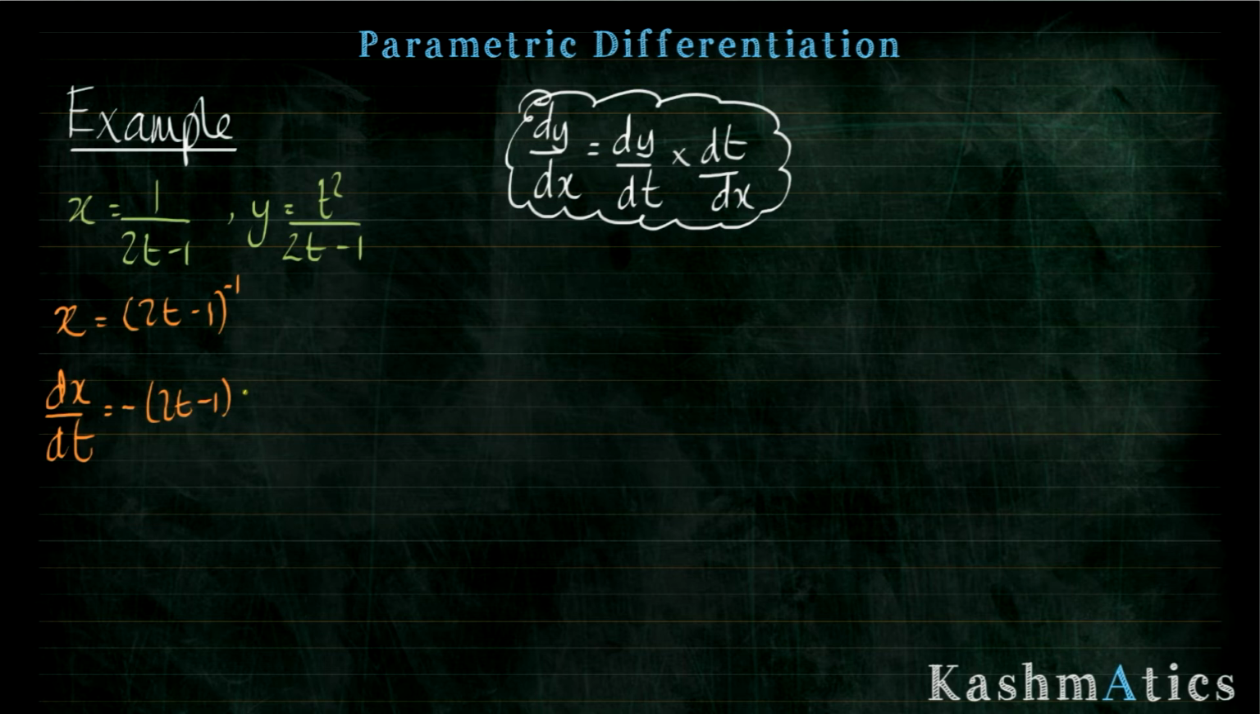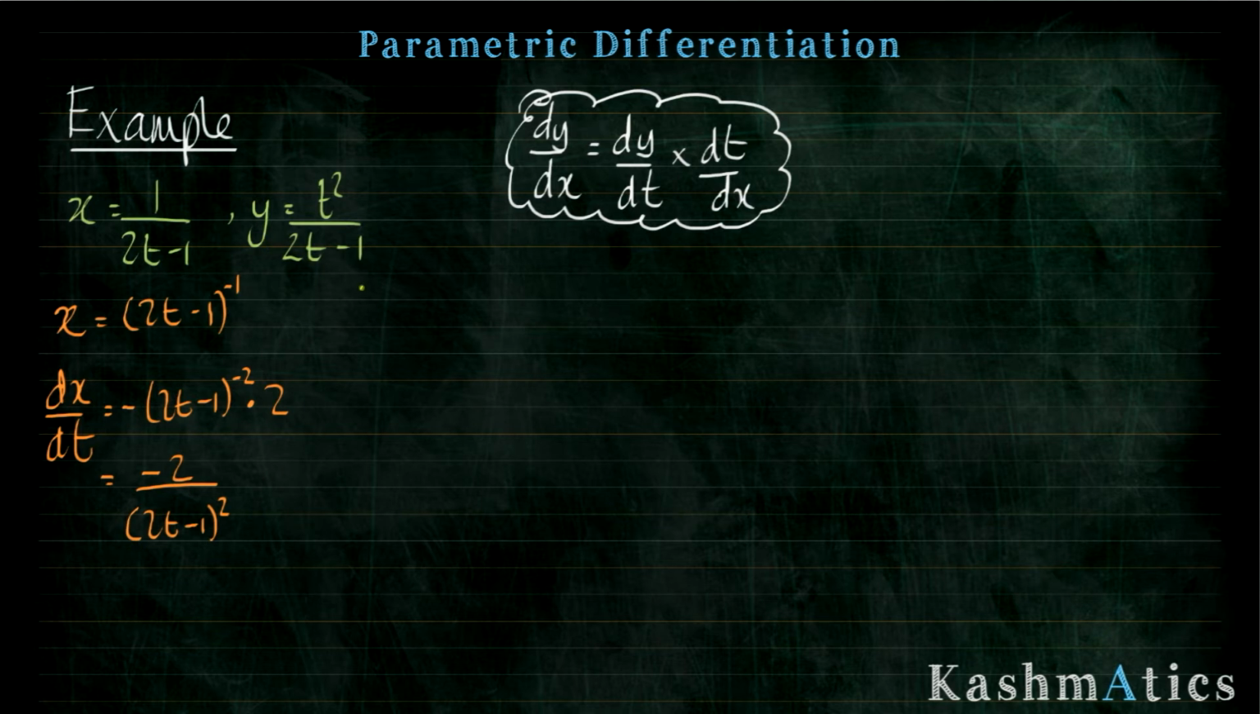2t minus 1 to the power minus 2. So I've taken 1 off the power. Then I need to multiply by the derivative of whatever's inside, which is 2. Alright, and I'm just going to tidy that up. That'll be minus 2 over 2t minus 1 squared. So I've just rewritten it, which will be easier and a bit more friendly for the algebra when I do the next stage.